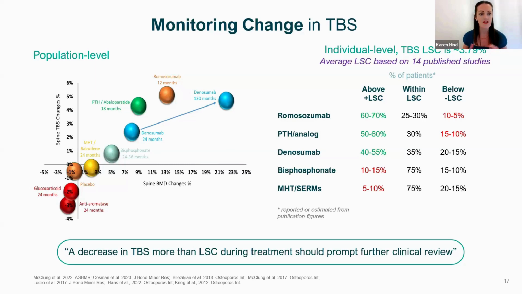So again, that's very, very similar to what you'd expect with BMD, but obviously you'd be encouraged to derive your own center-specific precision. We can see, as expected, patients would have an increase greater than LSC in response to the anabolic treatments and denosumab. Not so much with bisphosphonates. We wouldn't expect that.